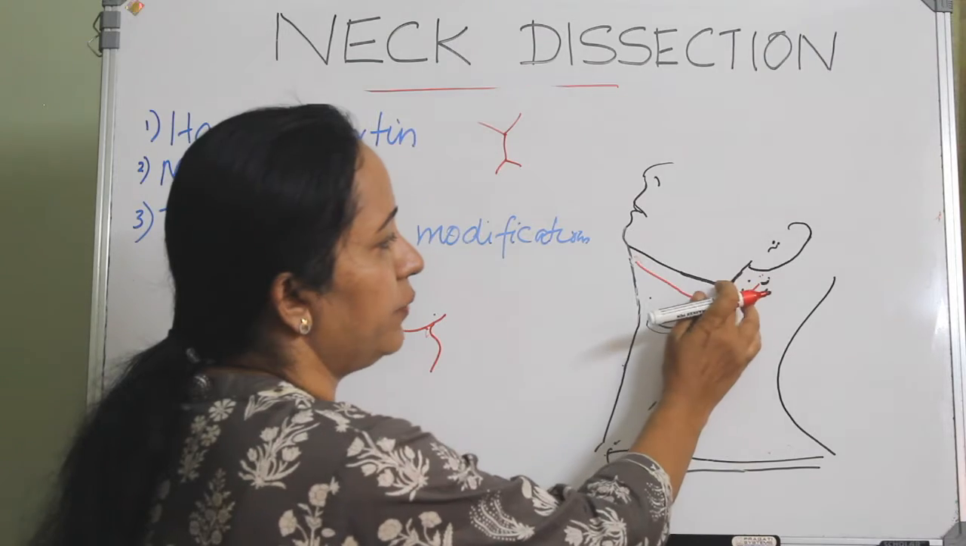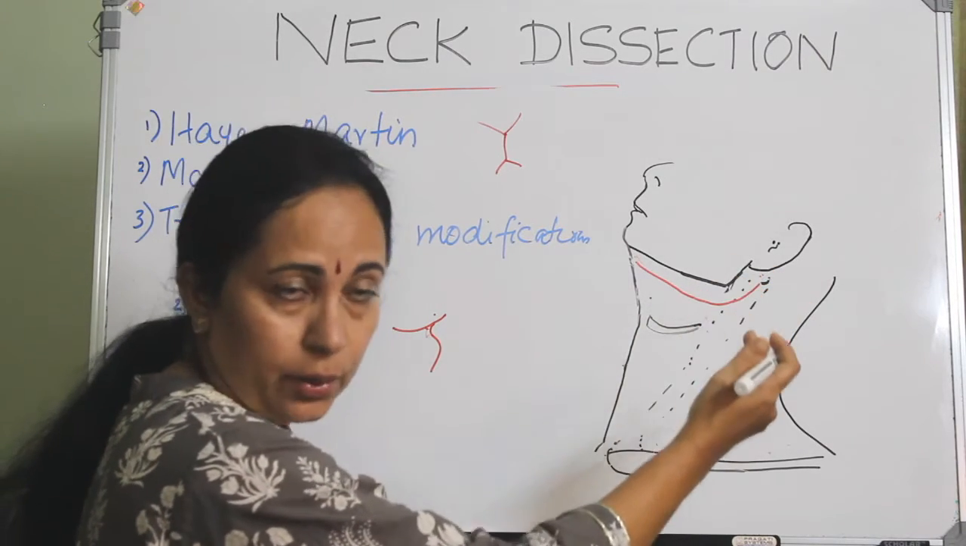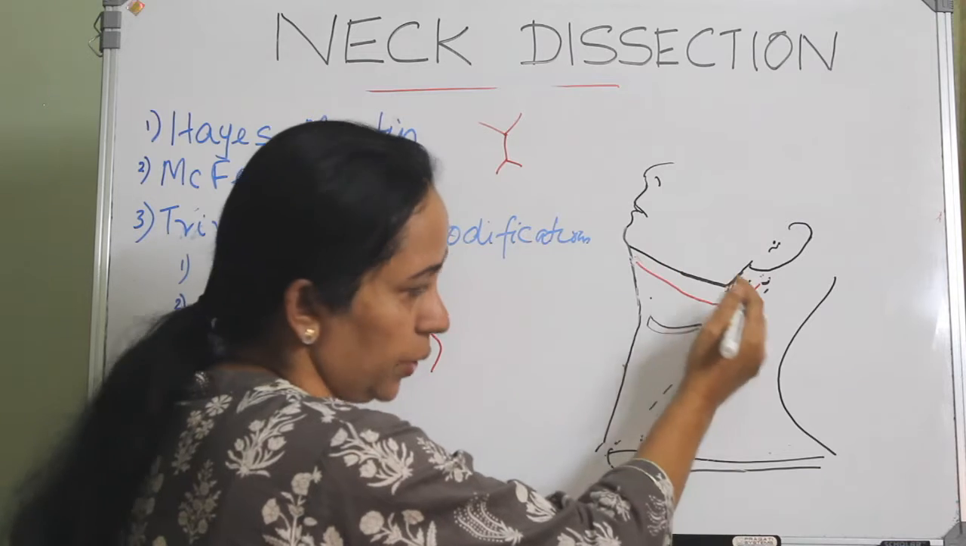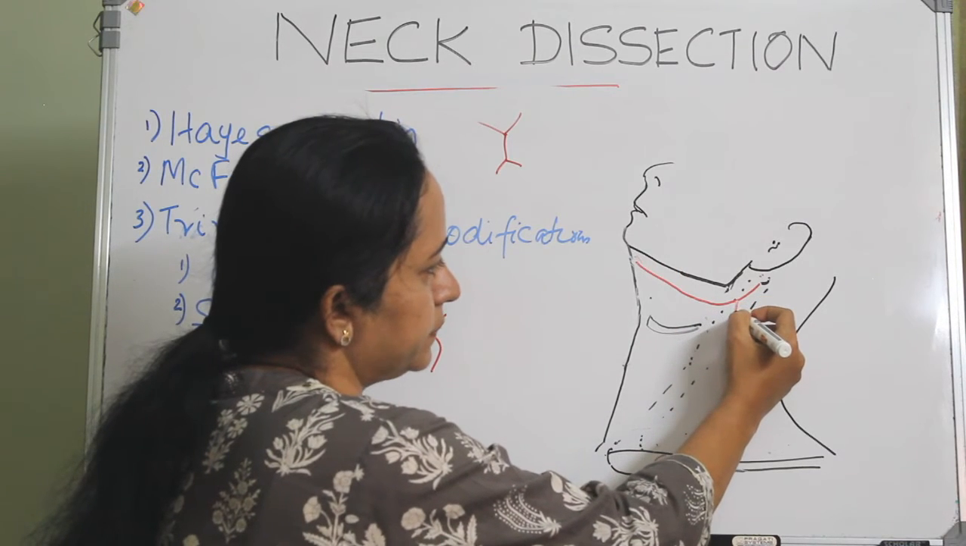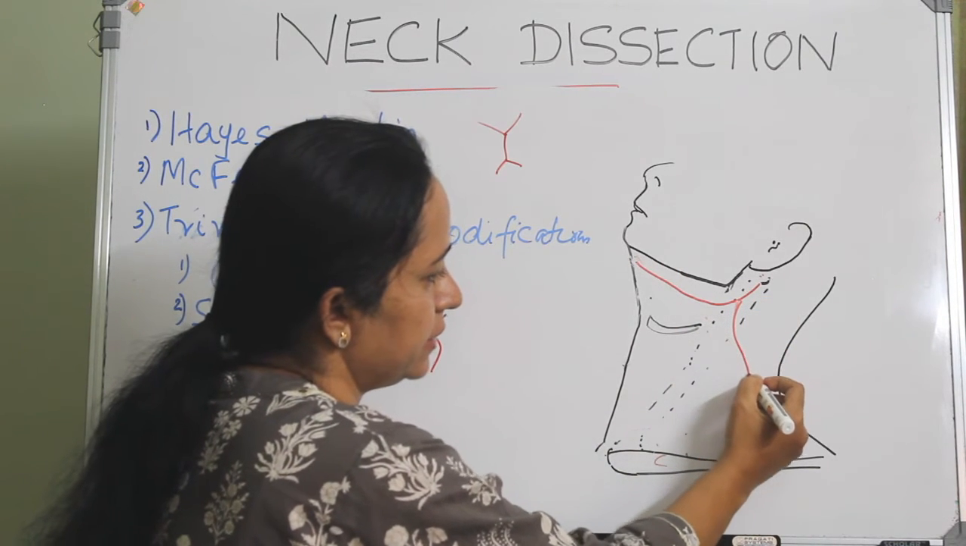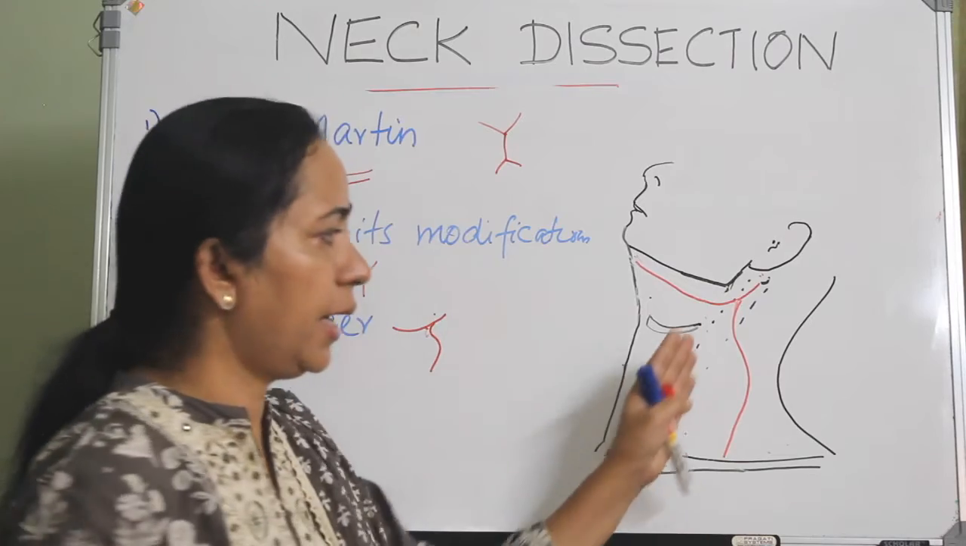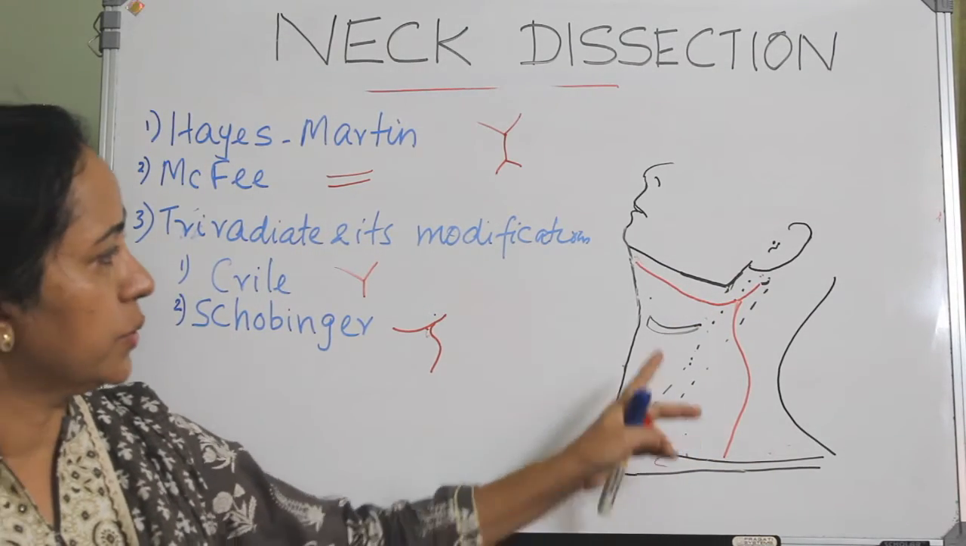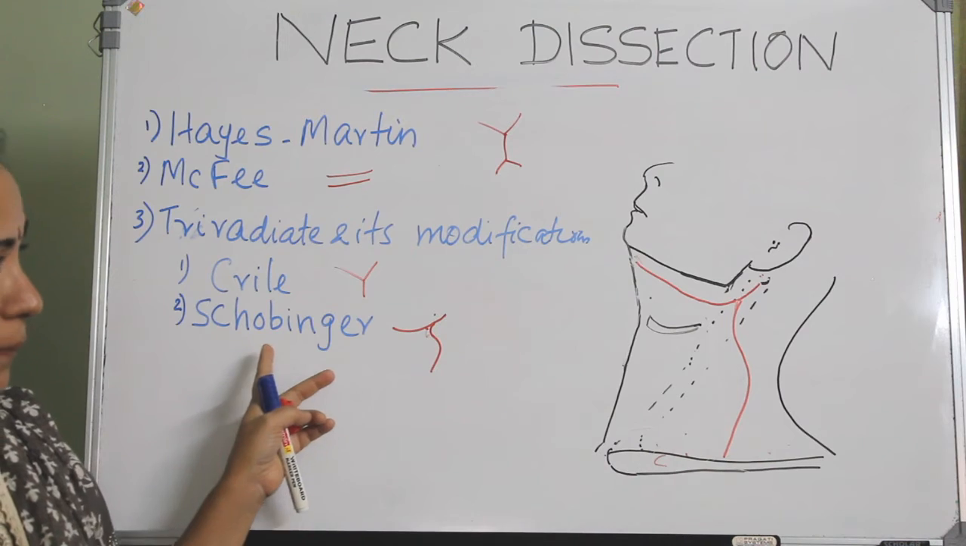So it is actually 1 finger breadth posterior to the angle of mandible and also perpendicular to the horizontal limb, but it is in a lazy S fashion along the anterior border of trapezius coming to the midline of clavicle. Okay, so this is Schobinger.